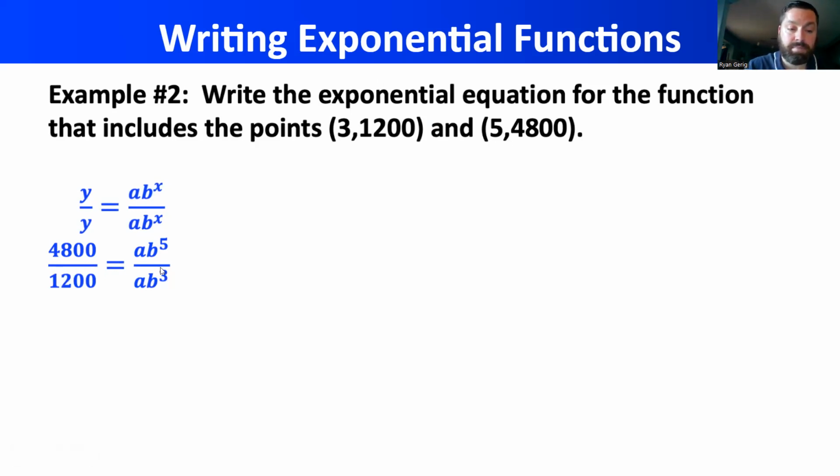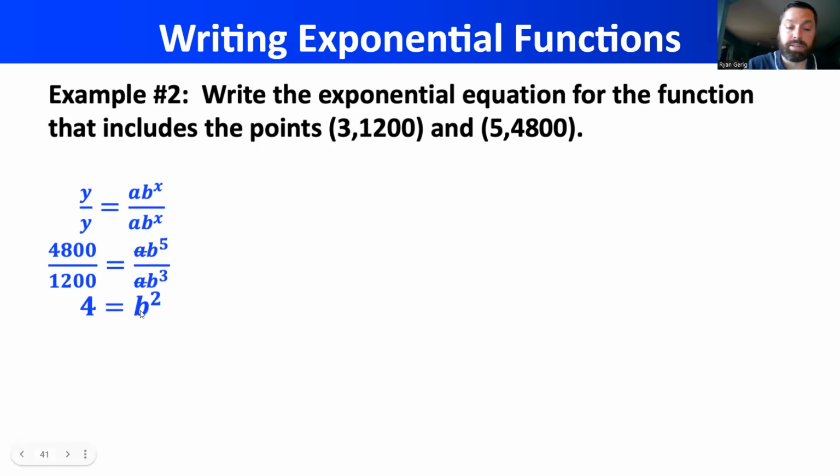I'm not going to add them. I'm going to divide them. And why am I dividing them? Well, watch what happens. 4,800 divided by 1,200 is 4. A divided by a, that's the key thing here. A divided by a, they cancel out. B to the 5th divided by b to the 3rd, we've talked about what that looks like back in our exponential properties lessons. There's 5 on top, there's 3 on the bottom. That means there's 2 left over on top.